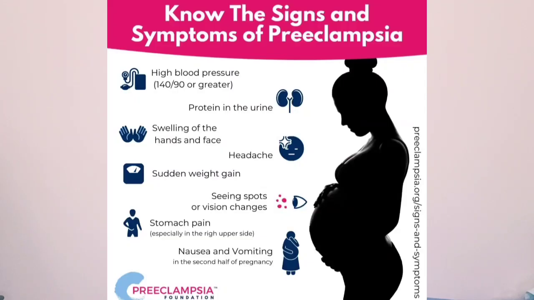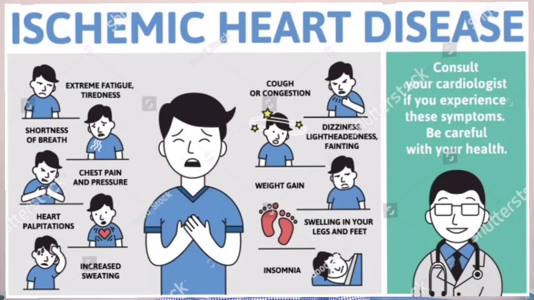and pre-eclampsia for women during pregnancy. So what are the common symptoms of ischemic heart disease? I've already mentioned a few earlier, but they are chest pain, shortness of breath, sweating, palpitations, fatigue, irregular heartbeat, to name a few.